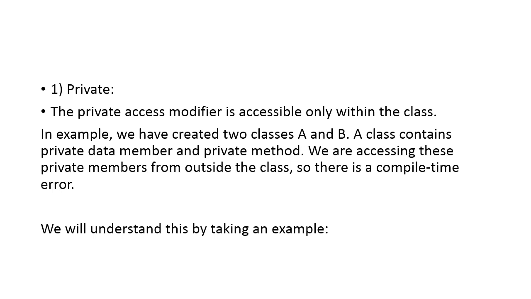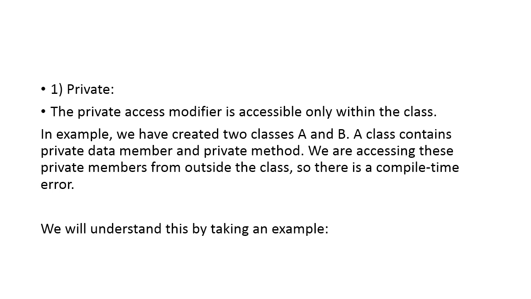In these slides you can see the example of the private access modifier. The private access modifier is accessible only within the class. In the example I will take two classes, A and B. Class A contains a private data member and a private method. I am accessing these private members outside the class, so in this case I will get a compile time error.